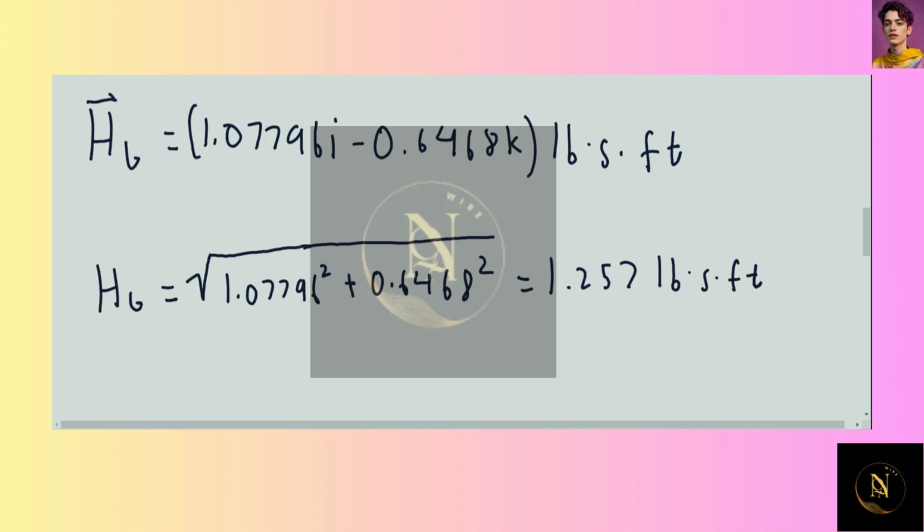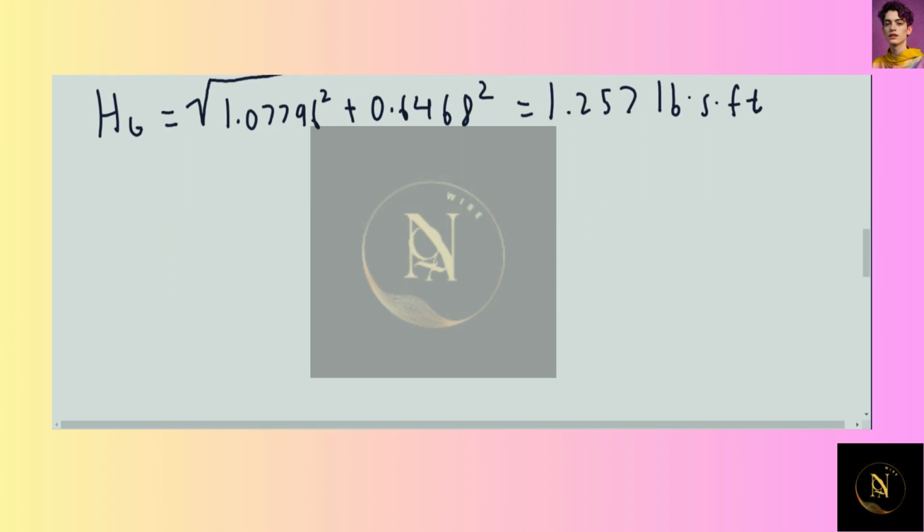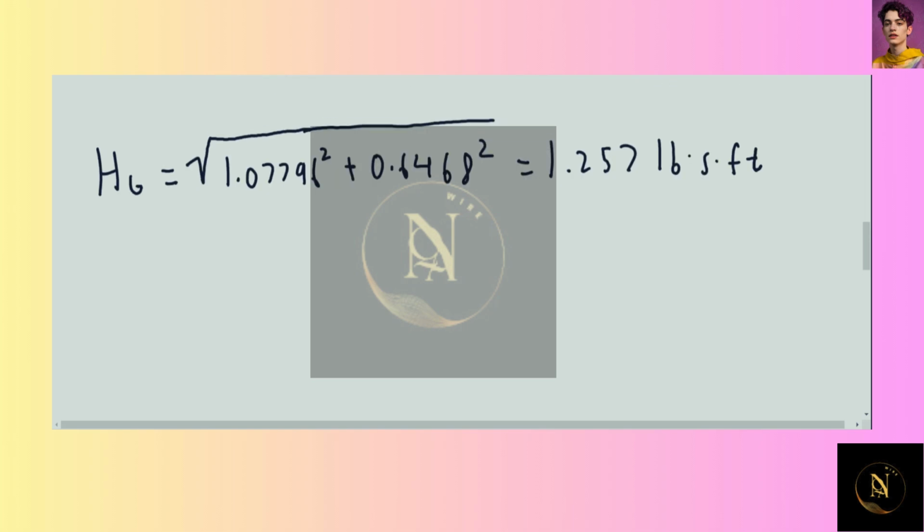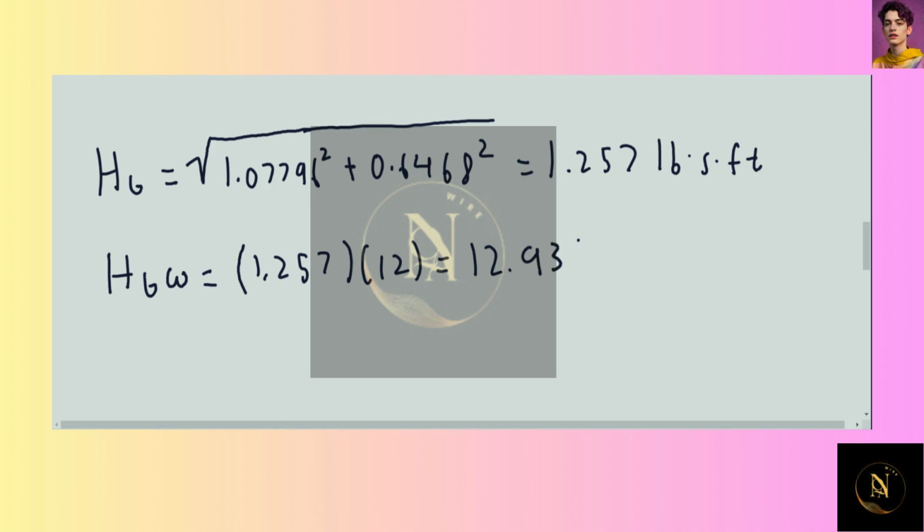Now to find the angular momentum, we just have h of g times the angular velocity. So that's going to be equal to 1.257 times 12, and this will give us an angular momentum of 12.93 pounds feet.